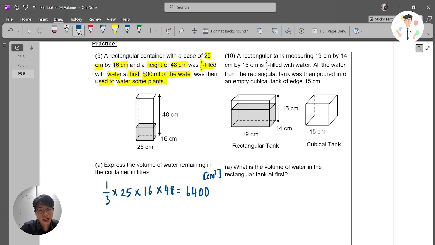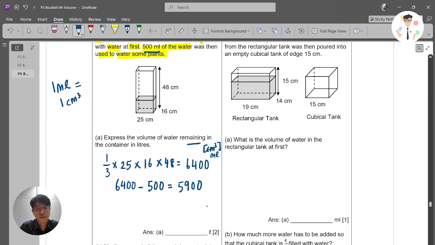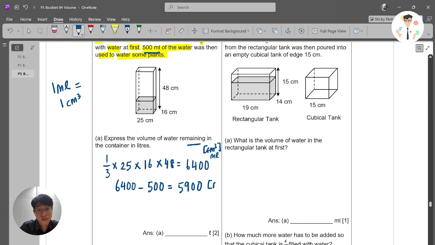But teacher, you just mentioned you need to minus, right? Then ml and cm cube, can I minus? Yes. Again, 1 ml is the same as 1 cm cube. So I can understand that this is also 6,400 ml. So 6,400 minus 500, what is the remaining? 5900. That is the remaining in ml.